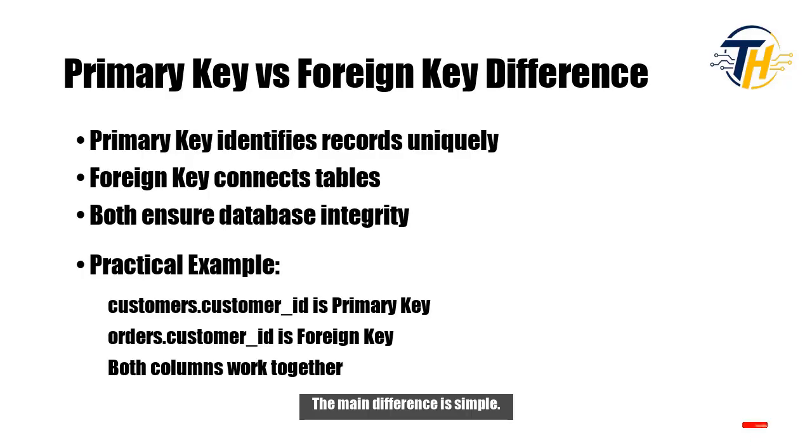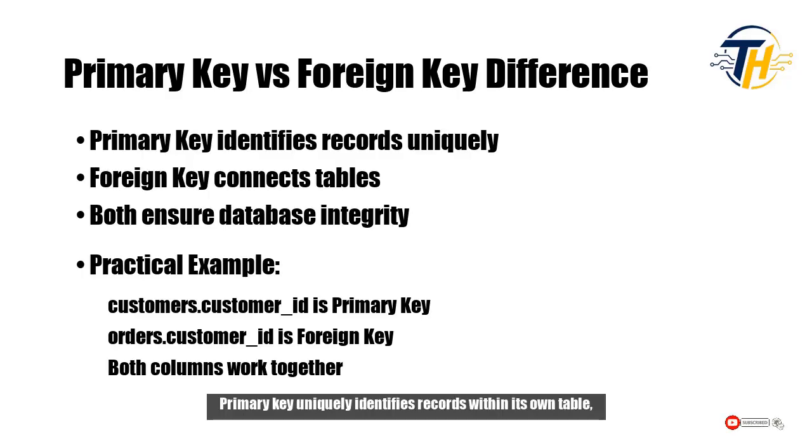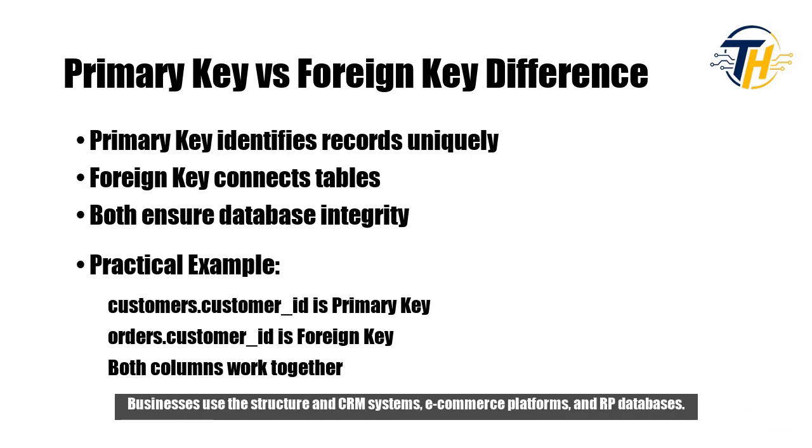The main difference is simple. Primary key uniquely identifies records within its own table, while foreign key references another table to create relationships. Businesses use this structure in CRM systems, e-commerce platforms, and ERP databases. In this example, customer ID acts differently in two tables but supports one relationship.